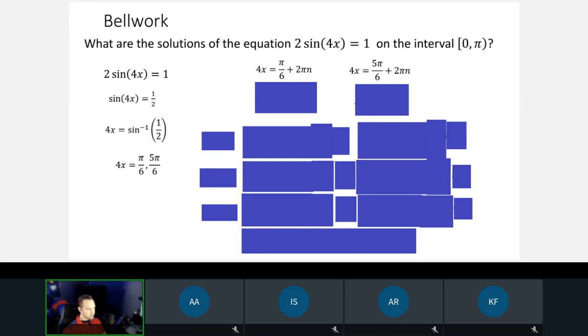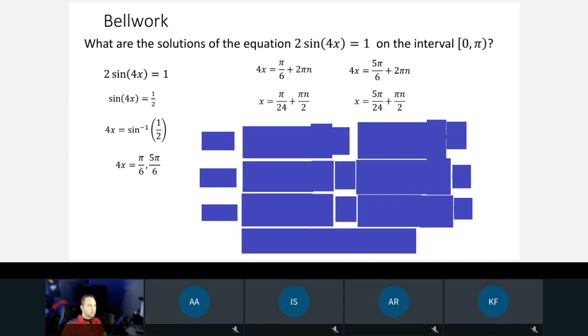Now we divide by 4. Yep, Emily's correct. Divide by 4, I'm just going to kind of solve them synchronously. And this is what we get. So the first part of the problem is done. We have the general form of both equations.